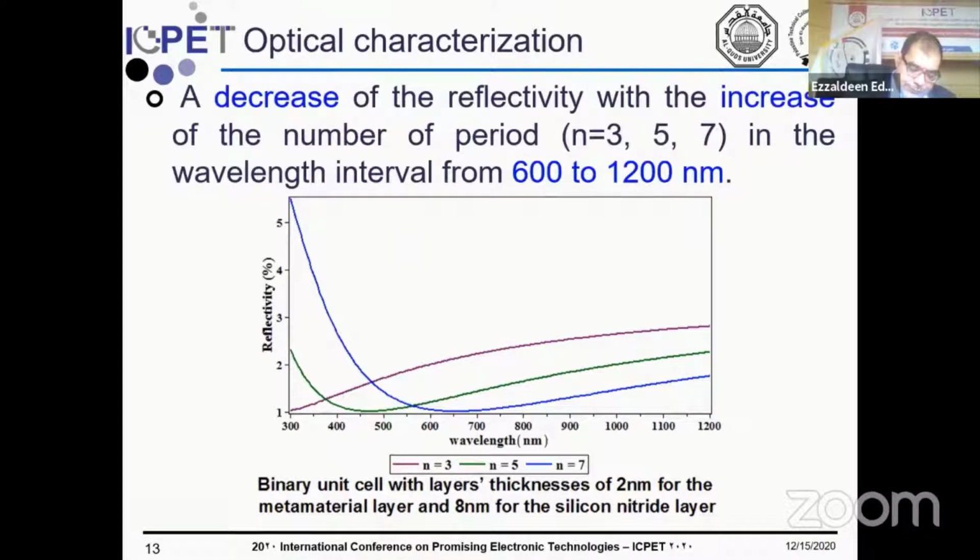Here, if we increase the thickness of silicon nitride to 8 nanometers, we found a decrease of reflectivity with increase of the number of periods, in the wavelength interval 600 to 1200 nanometers. You can see here in this region from 600 to 1200 nanometers, we found a decrease in the minimum reflectivity.